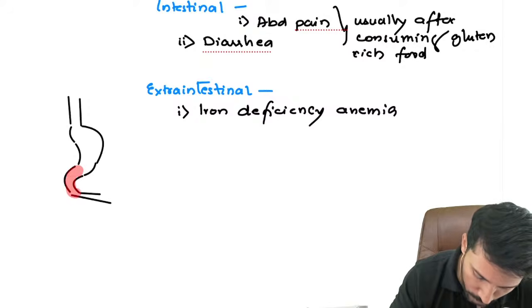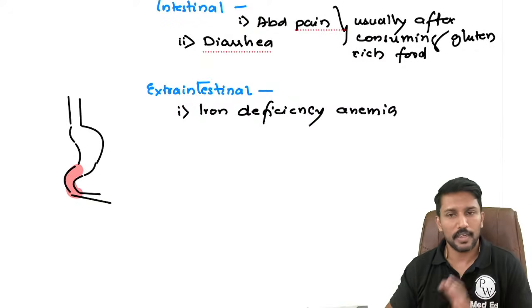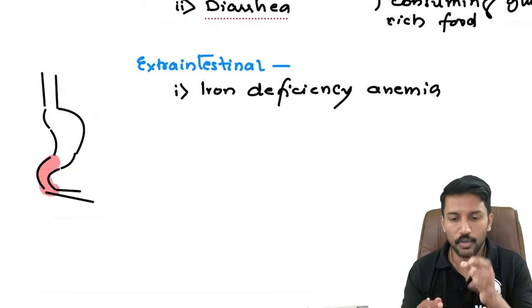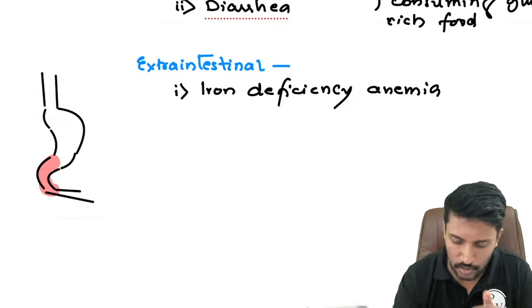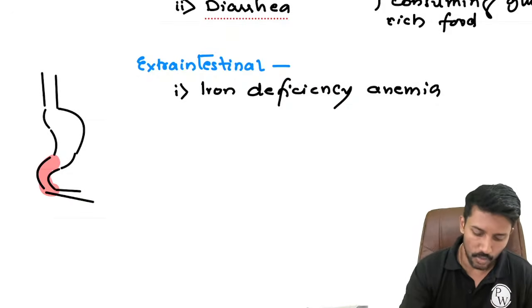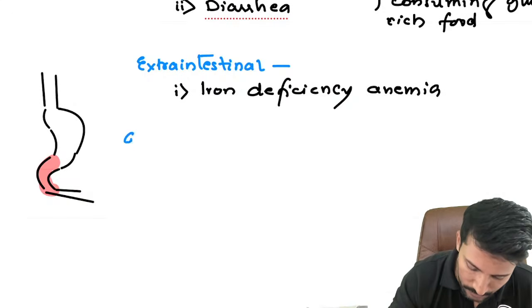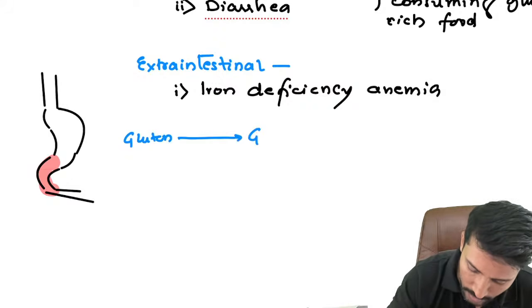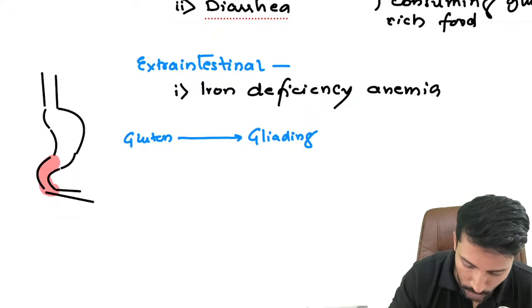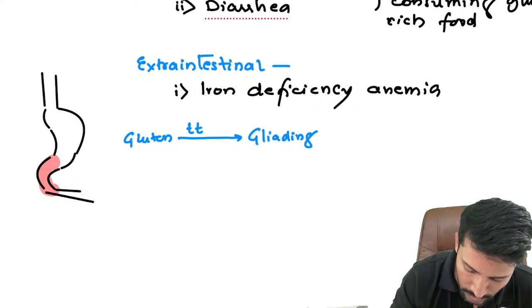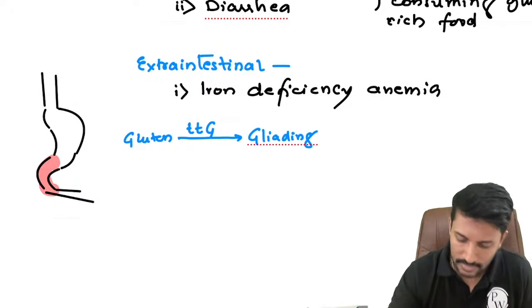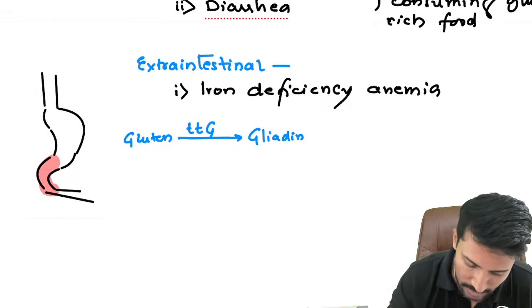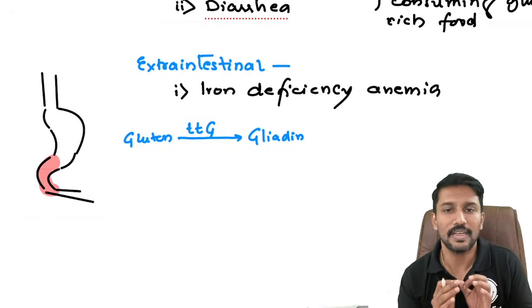Celiac disease predominantly affects the duodenum. Why? Because the gluten that we eat has to be broken down to a peptide called gliadin. When we eat gluten, it gets broken down to gliadin by an enzyme called tissue transglutaminase. And once this gliadin peptide is formed, some of us may be allergic to it.